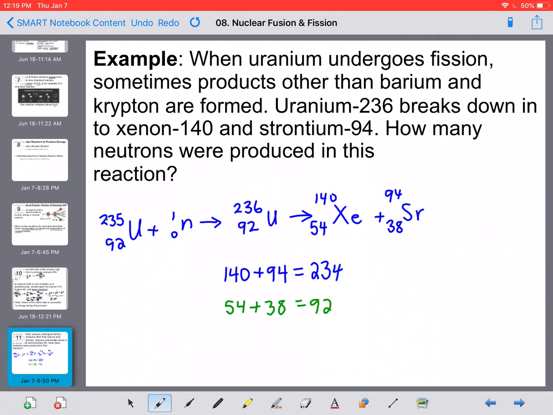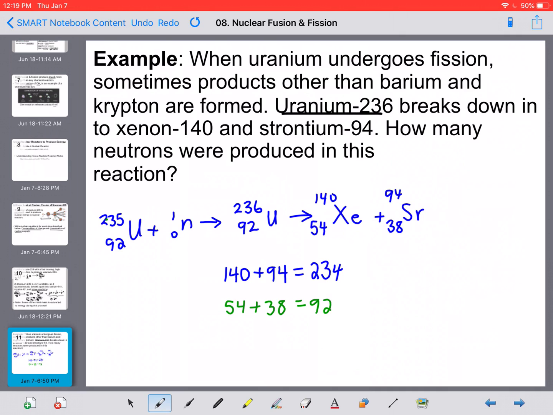So here's another example. When uranium undergoes fission, sometimes products other than barium and krypton are formed. So let's say instead of making barium and krypton, uranium-236 breaks down into xenon-140 and strontium-94, and we want to know how many neutrons were produced in this reaction. So I've already written out most of the reaction there. You can pause the video and look at it, just make sure it makes sense to you.